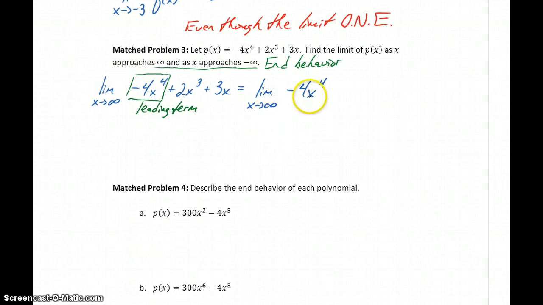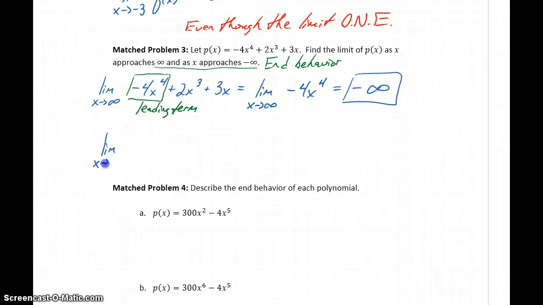Well, in this case, we're plugging in larger and larger positive values for x, raising it to the fourth power. So x to the fourth power is headed to infinity, but then we're multiplying that by negative 4. So our negative times our really large positive ends up giving us negative infinity. And that's it.